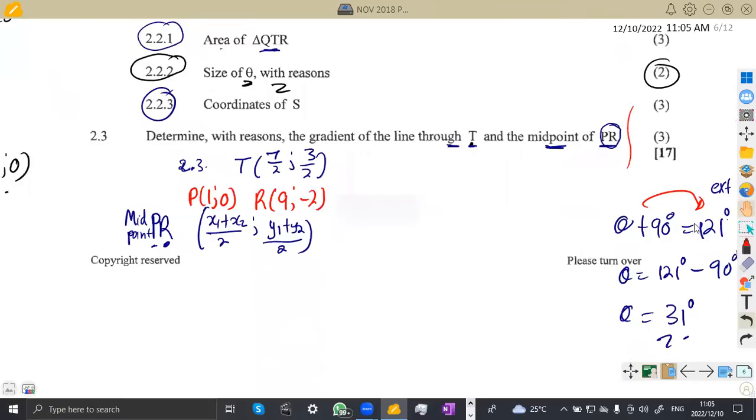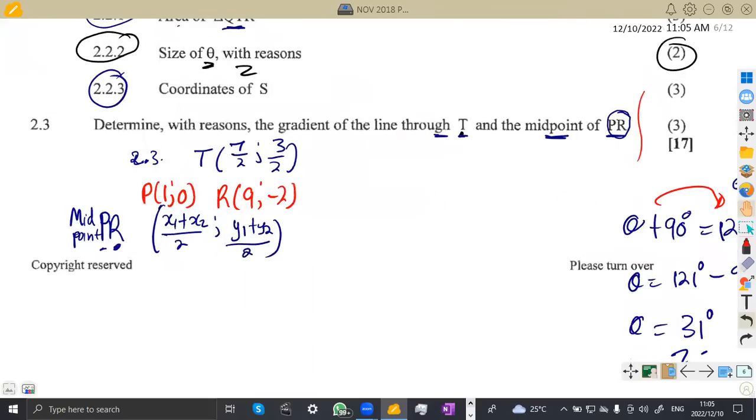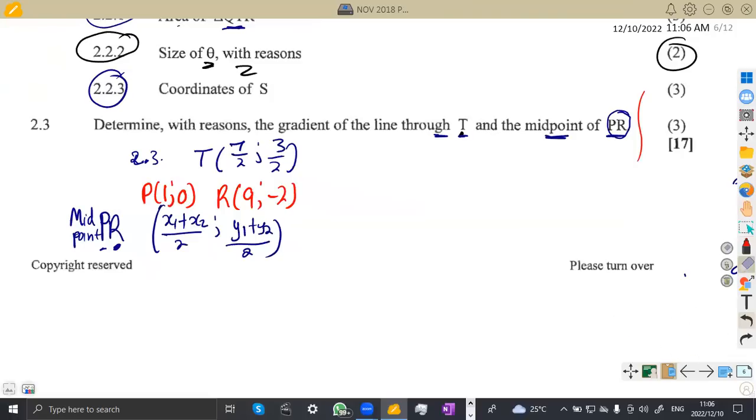There are so many ways actually that you can use to calculate this. So let's substitute the information so that we can calculate the midpoint. By inserting the values, we can just name our points: this is X1, Y1, this is X2 and Y2. So the midpoint of PR is going to be X1, which is 1, plus X2, which is 9, over 2. Y1, that's a 0, plus Y2, which is -2, over 2.